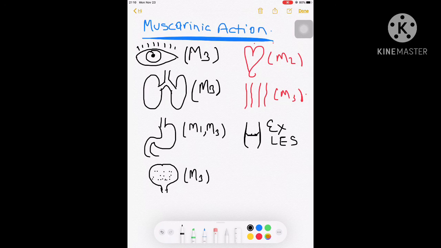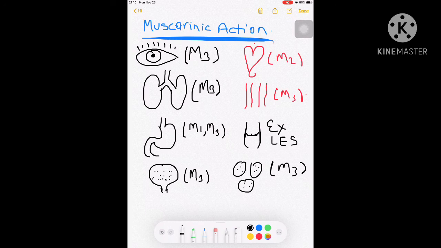Okay, and the glands. Now lastly, let me draw glands like this. Glands have M3 receptor. Secretions are increased when muscarinic stimulation is there, like salivation is increased, increased sweating, increased lacrimation occur.